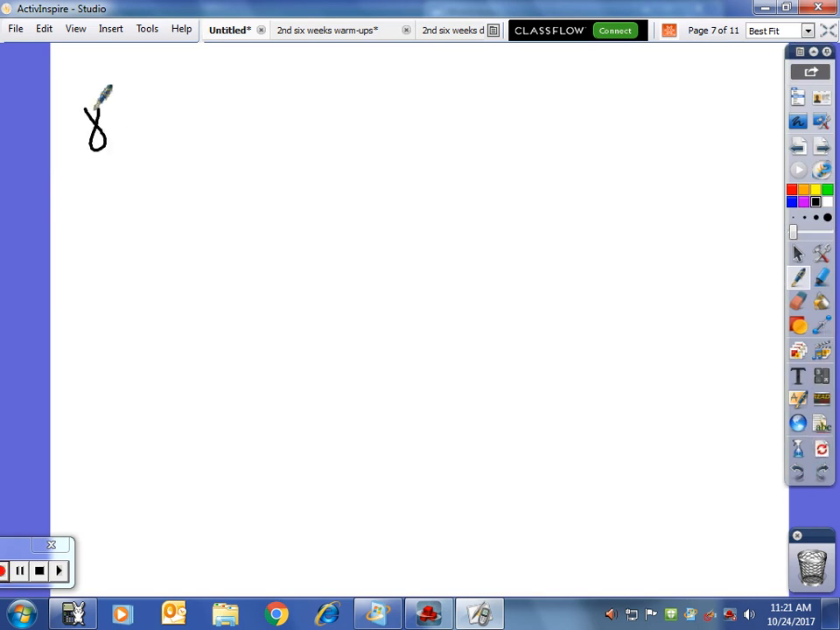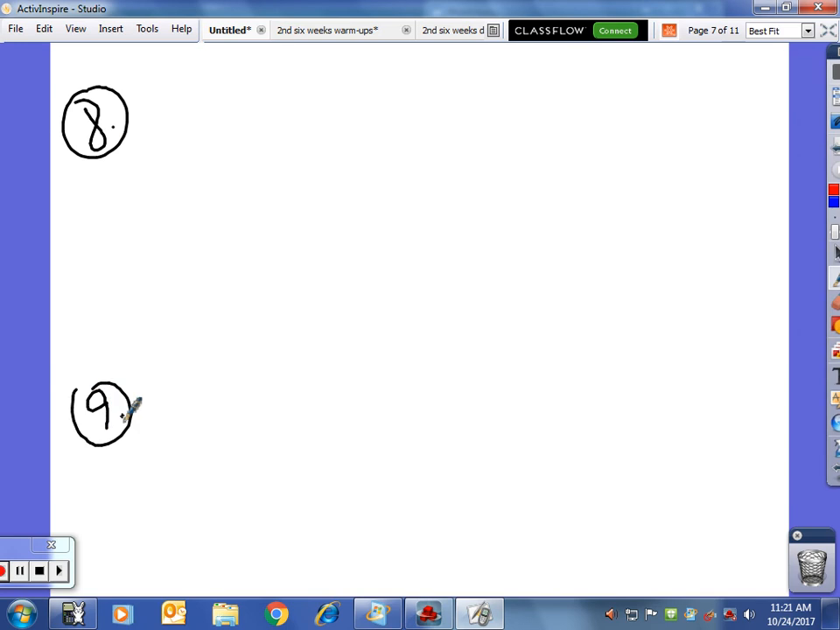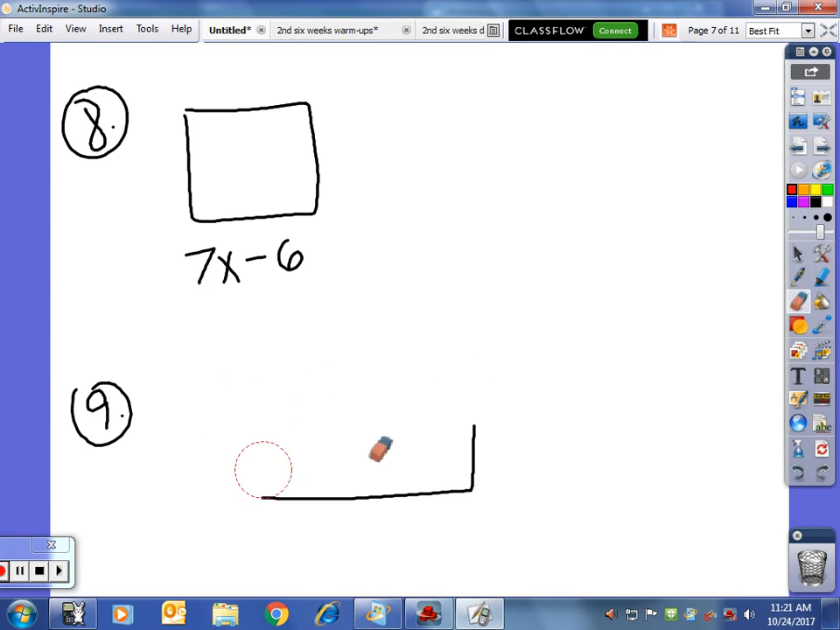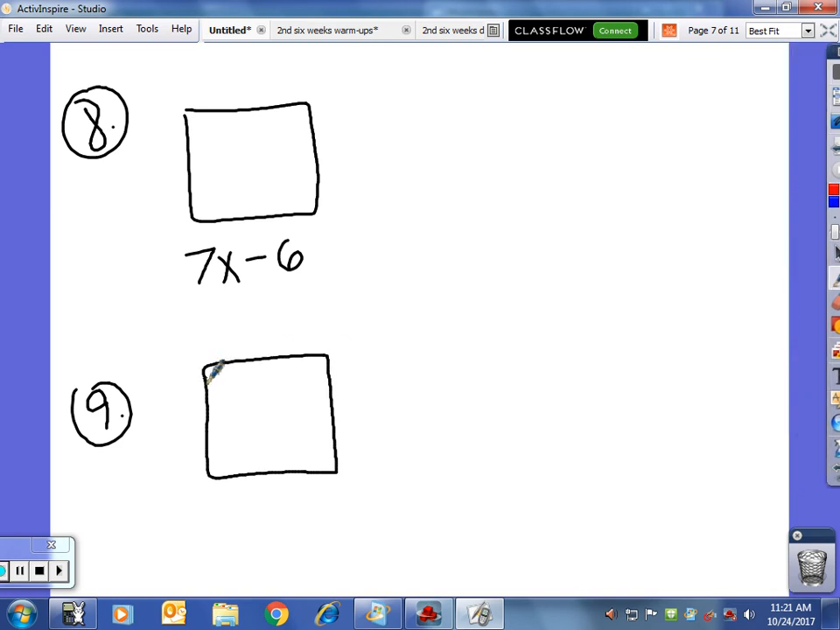Alright, guys, try these pictures, please. Here's a square with a side of 7x minus 6. Here is a rectangle with a side of... Oh wait, let me do another square. We'll move on to rectangles next. I want to show you the difference between what we learned today and what we already know how to do, or what you should already know how to do. I want you to give me the area and perimeter of both of these pictures.